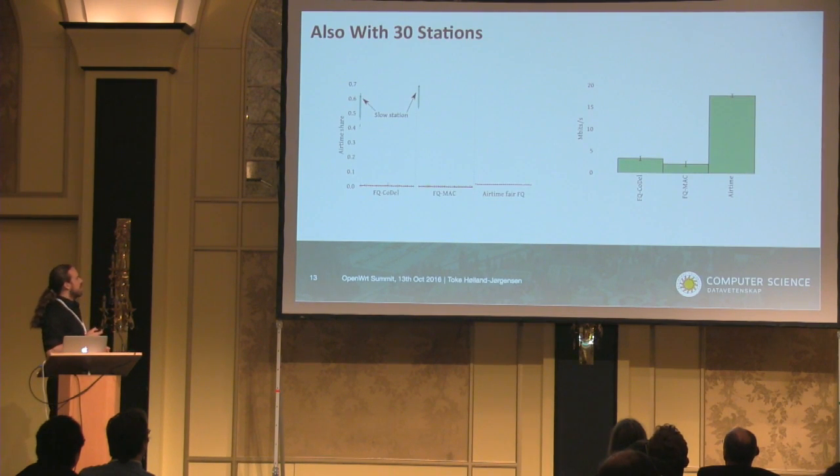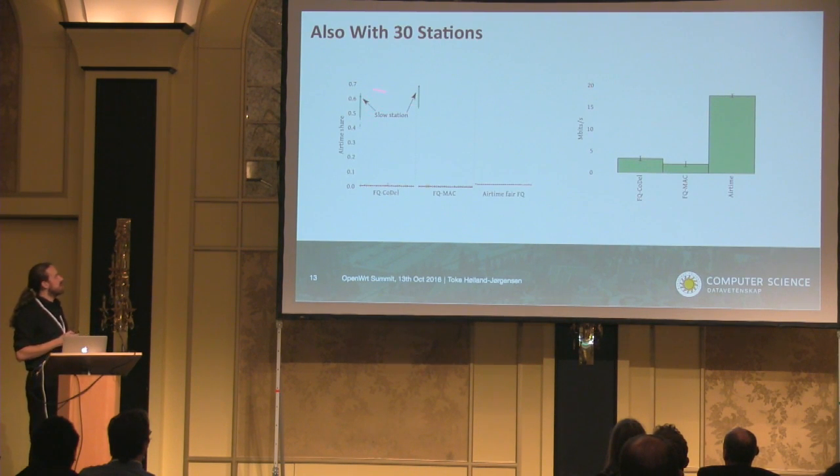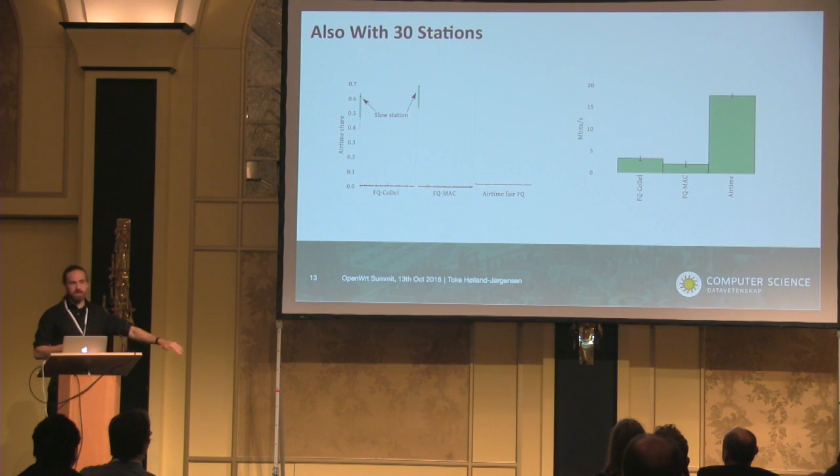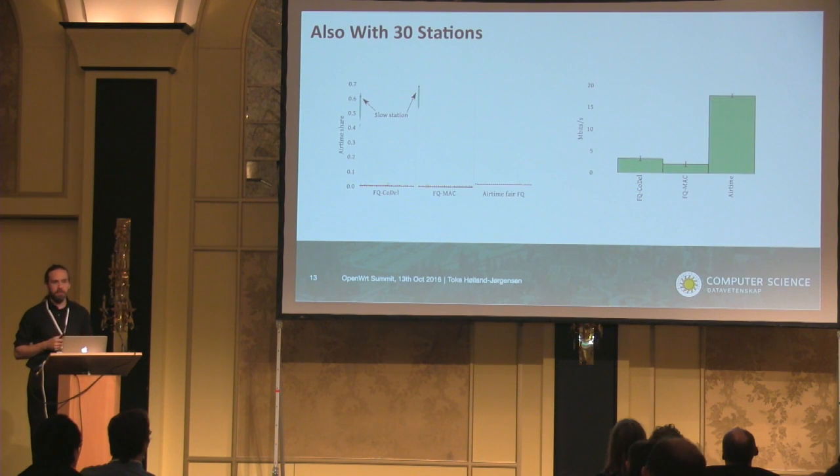We've also tested it with 30 stations instead of just 3. And then on the left side, you can see up here the slow station is also grabbing 60–70% of all the airtime, even though it's competing with 28, 29 other stations. But we can actually control that with the scheduler and get it down to a fair share. And of course, when that many stations suddenly go a bit faster, then you get the total throughput on the right-hand side graph now increases by a factor of 5.